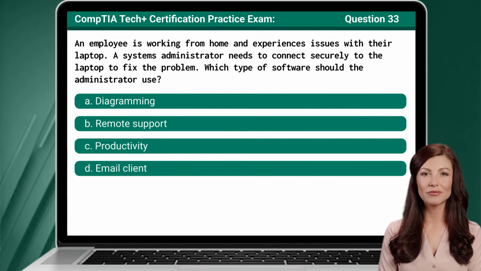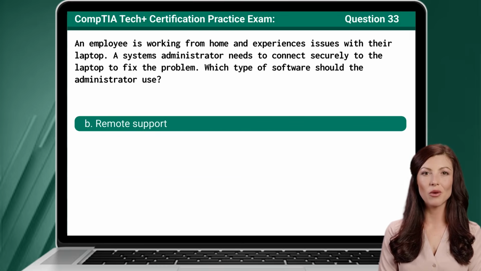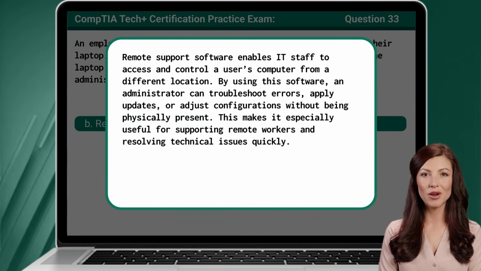Question 33. An employee is working from home and experiences issues with their laptop. A systems administrator needs to connect securely to the laptop to fix the problem. Which type of software should the administrator use? The answer is B. Remote support. Remote support software enables IT staff to access and control a user's computer from a different location. By using this software, an administrator can troubleshoot errors, apply updates, or adjust configurations without being physically present. This makes it especially useful for supporting remote workers and resolving technical issues quickly.